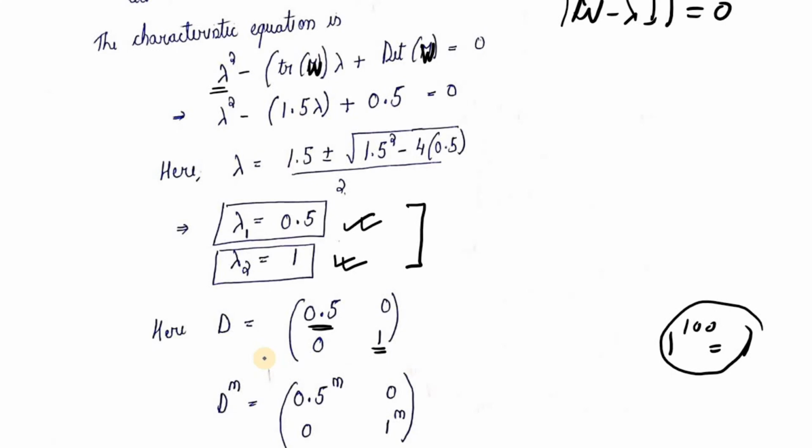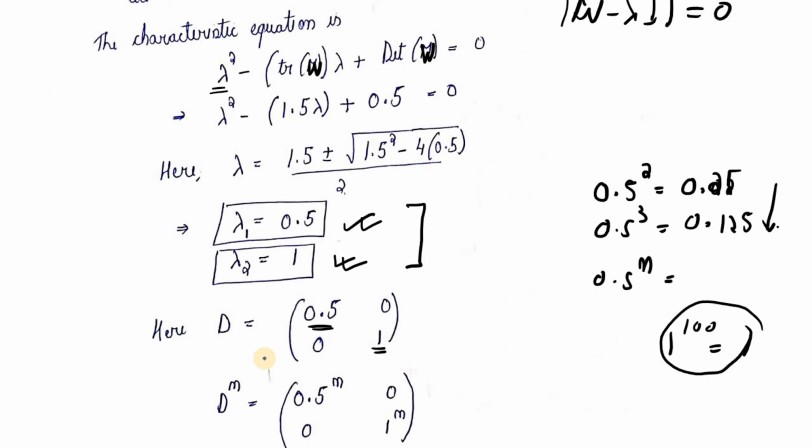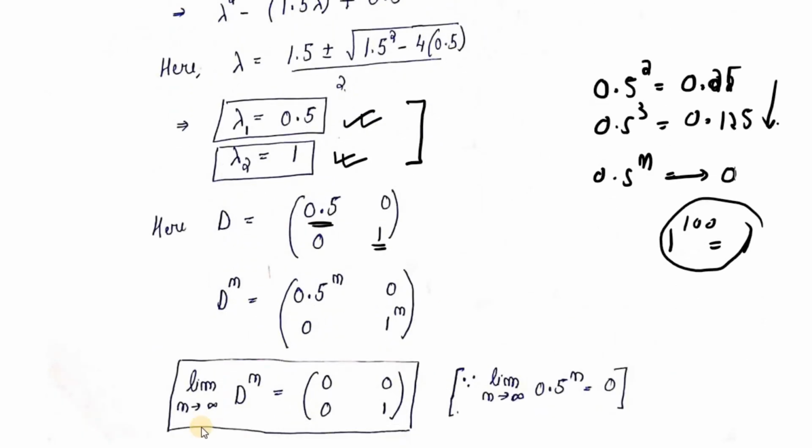But if it is 0.5, let's see the trend, how it's converging. 0.5 square will be 0.25. And 0.5 cube is 0.125. It's decreasing slowly and gradually. At one point of time, 0.5 raised to n will tend to 0. So that's what we use over here. As the limit n tends to infinity for D raised to n, the term 0.5 raised to n is 0. The non-diagonal elements are 0 anyway, and this term, which is 1, stays at 1.